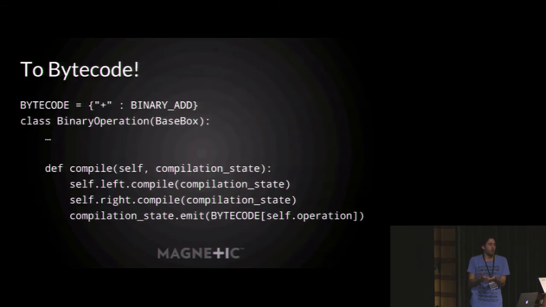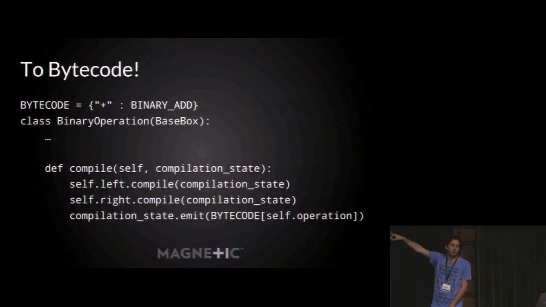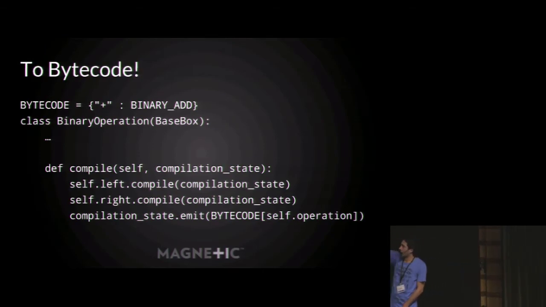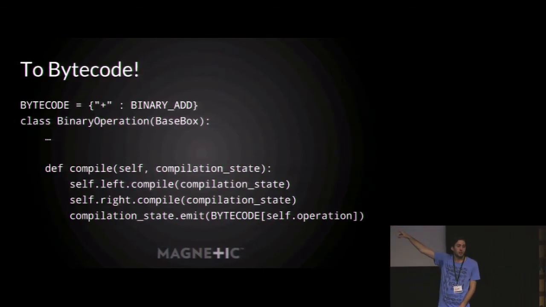So that was step 1. Now we have an AST. If we actually want to interpret things, now we need some bytecode. So here's how you take AST nodes and tell them how to compile themselves. Let's take that same AST node, binary operation, and give it a compile method, which we're going to end up calling.